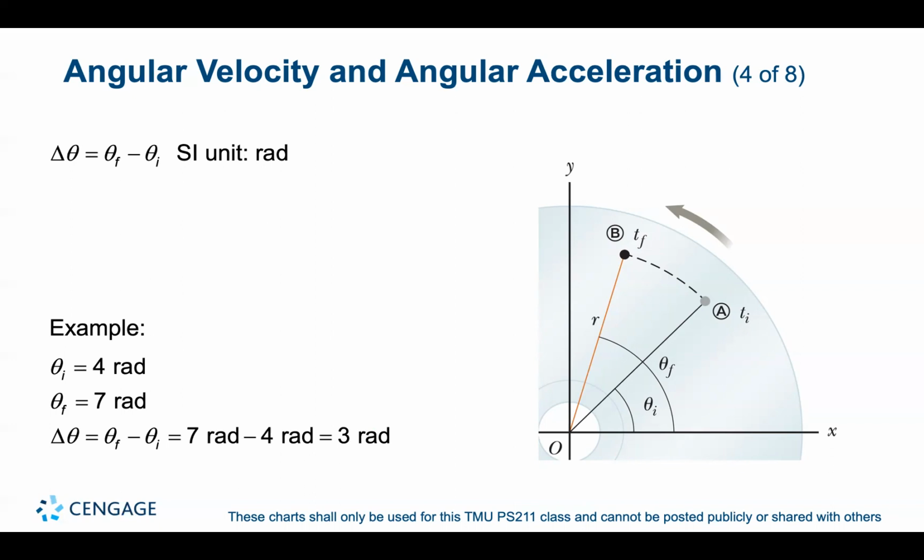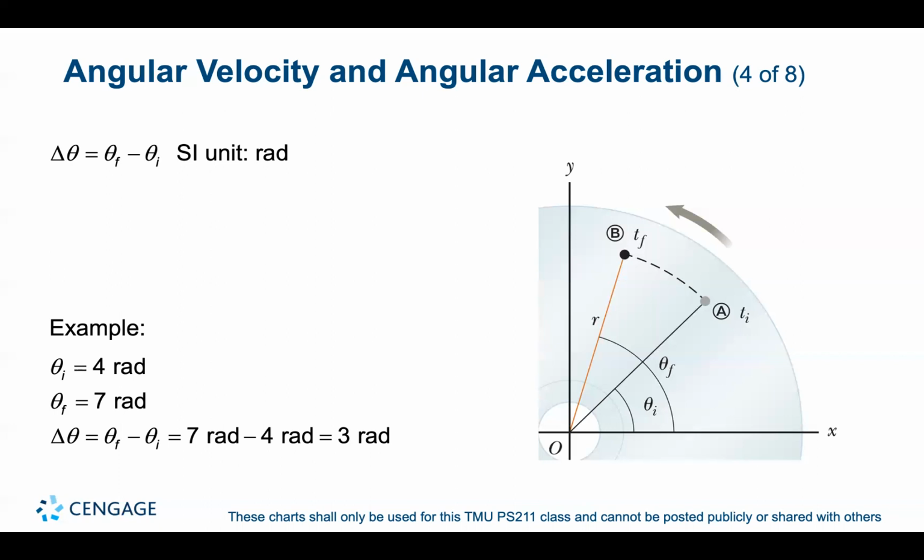it starts at angle theta I and ends at angle theta F. The difference theta F minus theta I is called the angular displacement. An object's angular displacement delta theta is the difference between the final and the initial angle. So let's work a quick example. If a point on the disk is at theta I equals 4 radians and rotates to an angle of theta F of 7 radians, angular displacement is delta theta equals 3 radians.